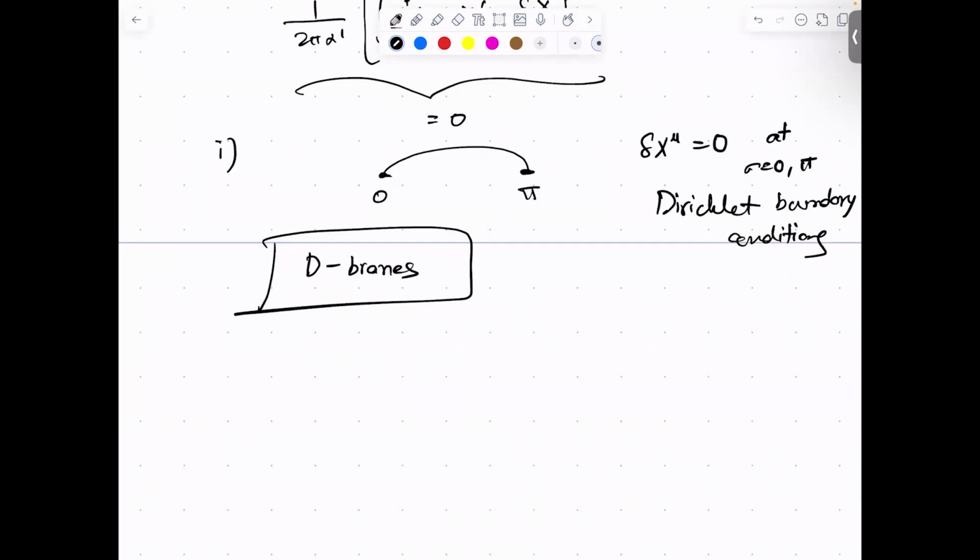And there is another possibility, which is called the Neumann boundary condition, where you take x prime to 0. It means that the string can slide around. The motion along the x direction can slide around, but the derivative of that is 0. Maybe I'm not being super clear.